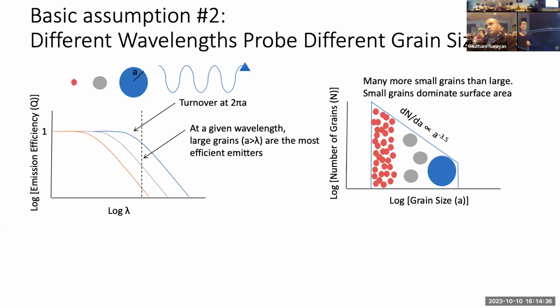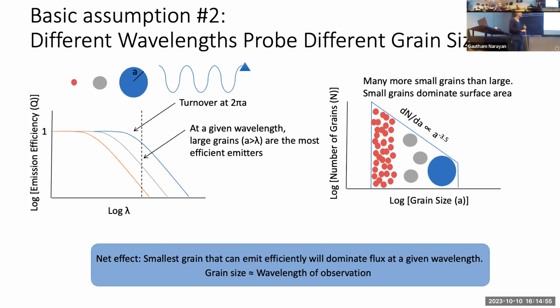So the small grains, because there are so many more of them than the large grains, even though they have a small surface area individually, overwhelm the large grains in number, so they dominate the total surface area of dust in the disk. There are many more small grains than large, so the small grains dominate the surface area. You put these two things together, and the net effect is that the smallest grain that can emit efficiently will dominate at a given wavelength. Therefore, the smallest grain that can emit efficiently is going to be something comparable to the wavelength at which you are observing.